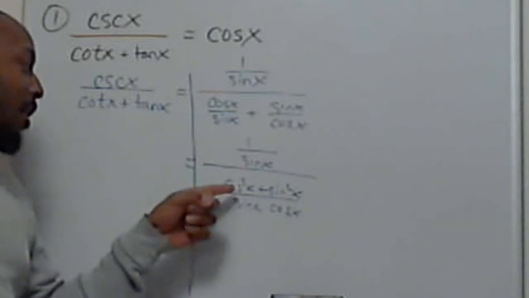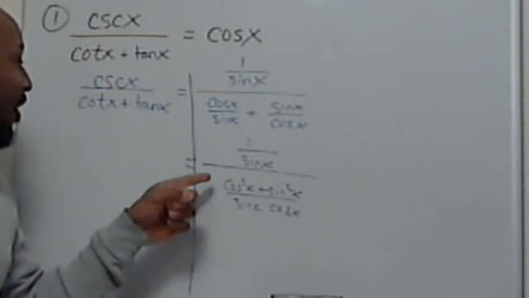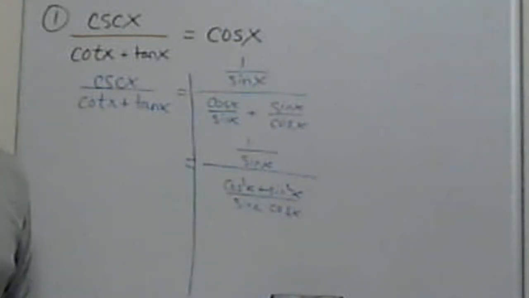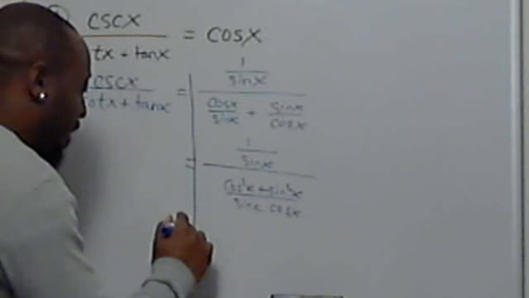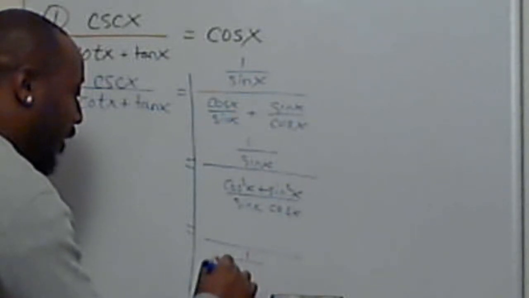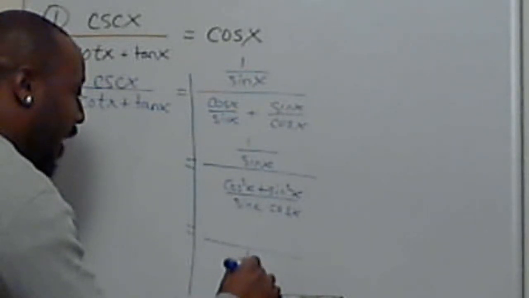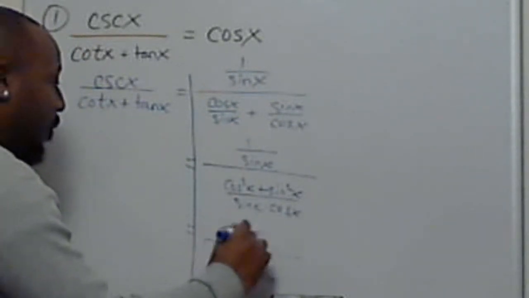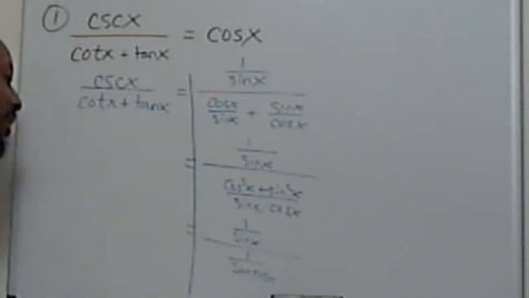Now, of course, we know this basic identity here, cosine squared x plus sine squared x is equal to 1. So our next step is going to be 1 over sine x cosine x, and then on top will still be 1 over sine x.